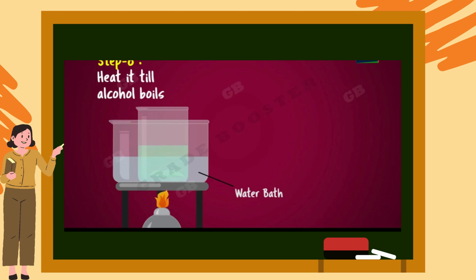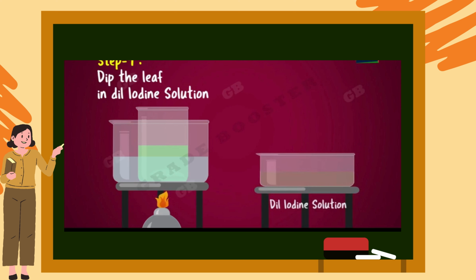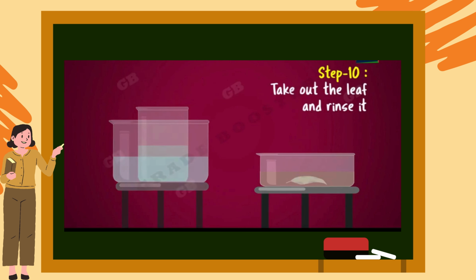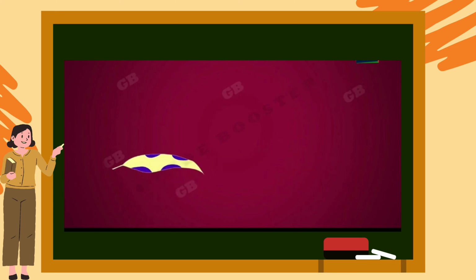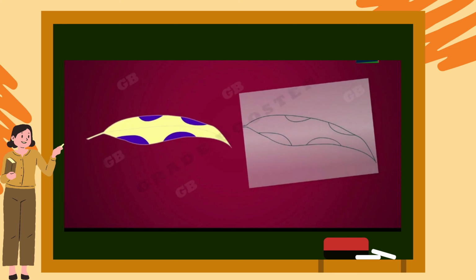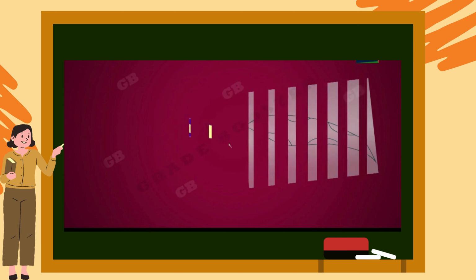The leaf loses its color. The alcohol turns green. Now take the leaf out and dip it in a dilute iodine solution for a few minutes. Take out the leaf and rinse it. Observe the blue colored part of the leaf and compare it with the paper tracing. Here we observe that starch is prepared only in the green colored parts of the leaf. Hence we prove that chlorophyll is important for photosynthesis.